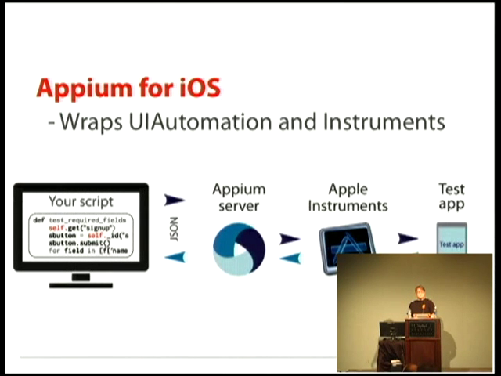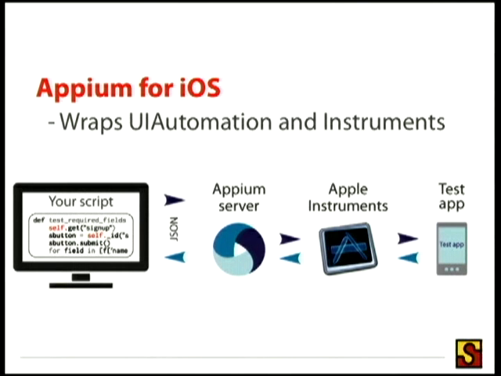So here's how it works. Appium on iOS wraps UI Automation and Instruments. So instead of your script talking to a Selenium server, it talks to an Appium server, which talks to Apple's Instruments. And from Instruments, it sends commands in and out of your test app. What we've done is we've bootstrapped Instruments so that it can receive additional commands. So instead of having to upload all of your tests at once, you can send them one command at a time, just like you do with Selenium.